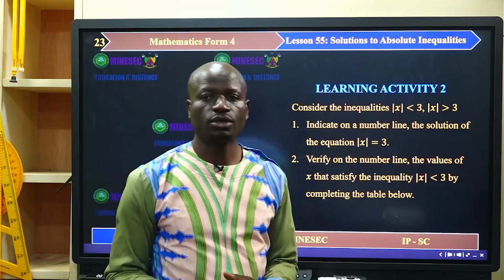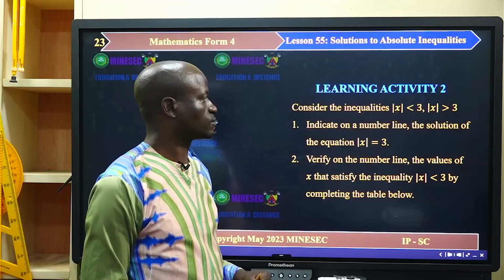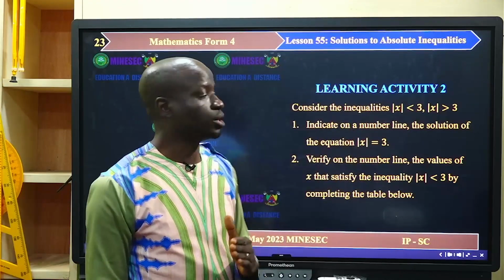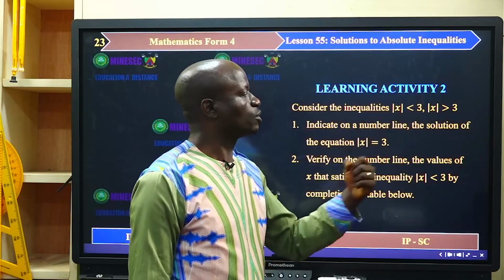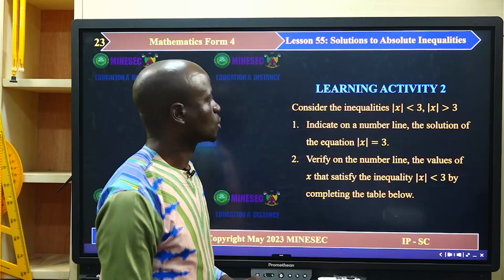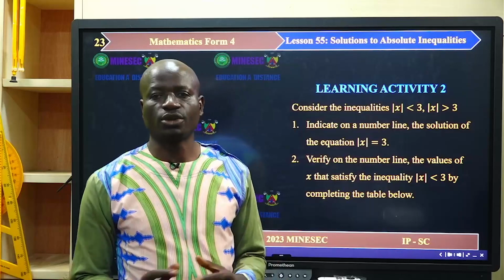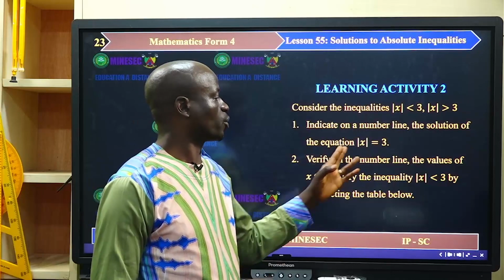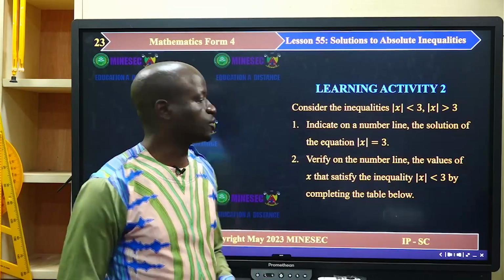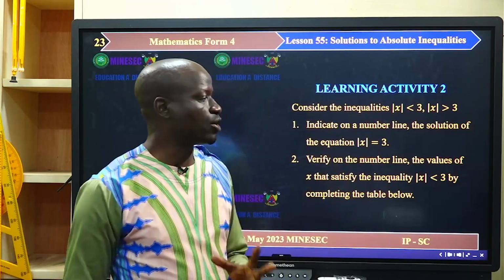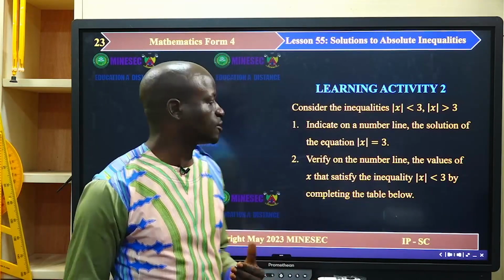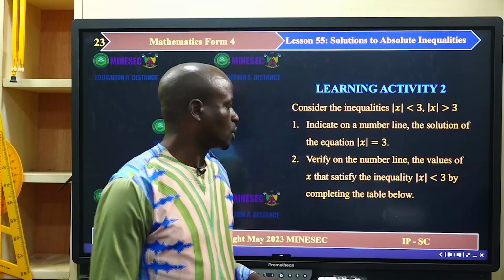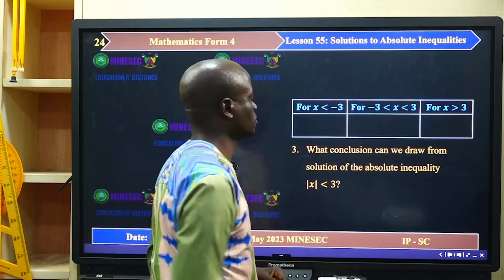Let's go through the second learning activity. Consider the inequalities: the absolute value of x is less than 3, and secondly, the absolute value of x is greater than 3. First, we are expected to indicate on the number line the solution of the equation, the absolute value of x is equal to 3. Then we will verify on the number line the values of x that satisfy the inequality, the absolute value of x is less than 3. We will do that by completing this table.